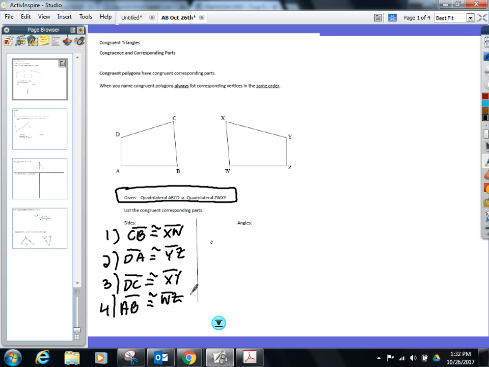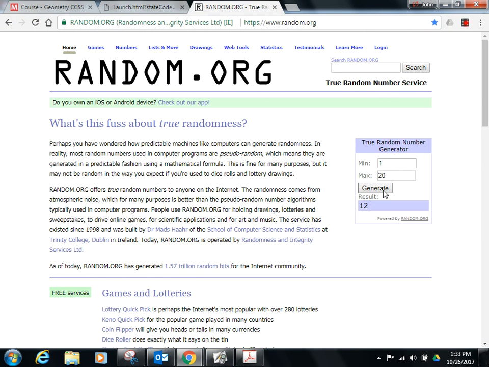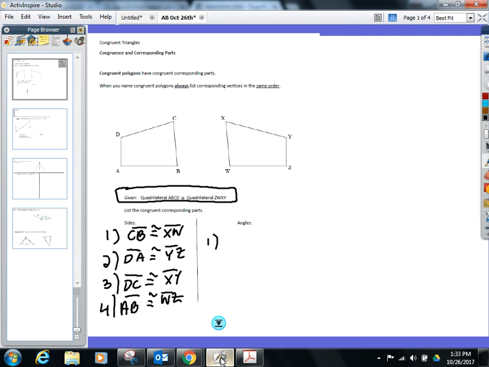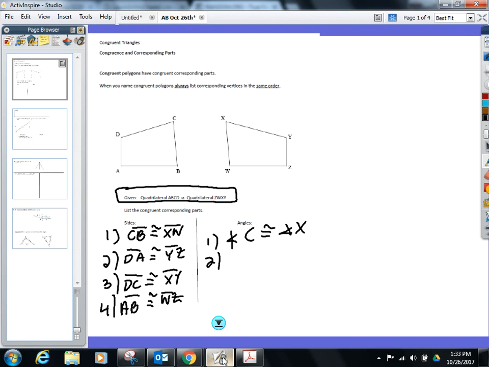Okay, can you give me the angles that are congruent now? Again, the quadrilaterals are congruent, which means the corresponding angles are congruent. So give me a pair of angles. You can only use a single letter for this. 12. Angle C is congruent to angle X. Yep, C congruent to X. That is true. More. Here we go, 11. Okay. Angle B is congruent to angle W.